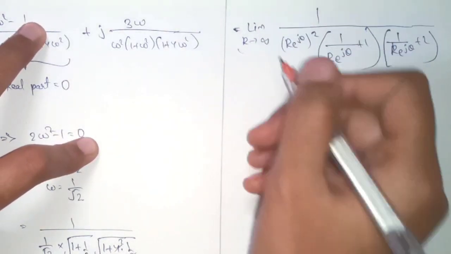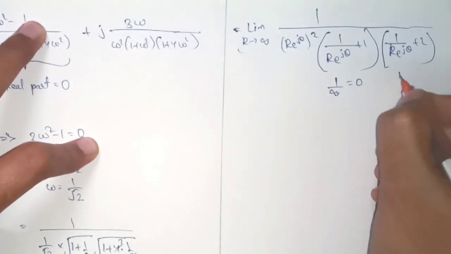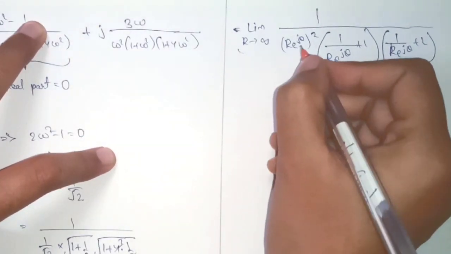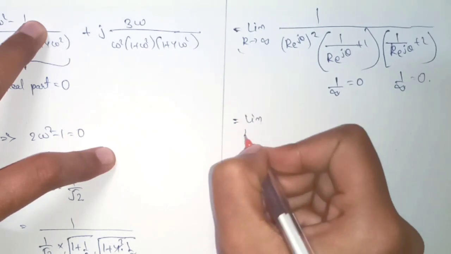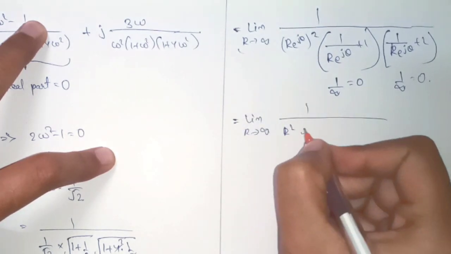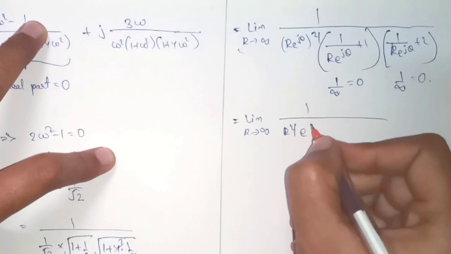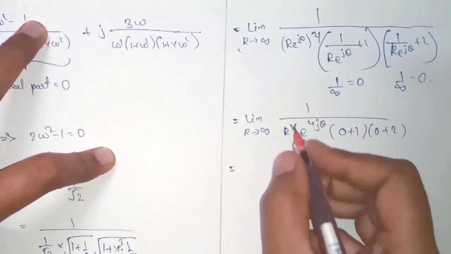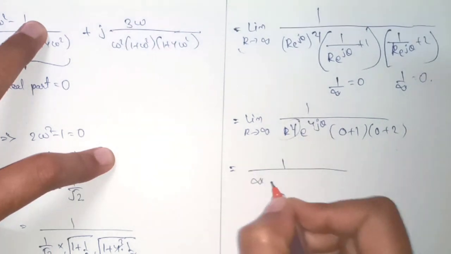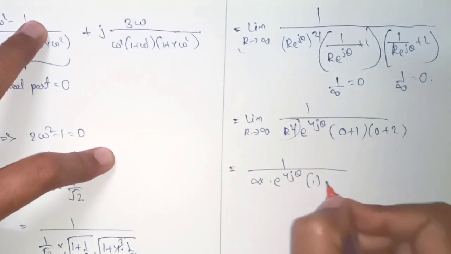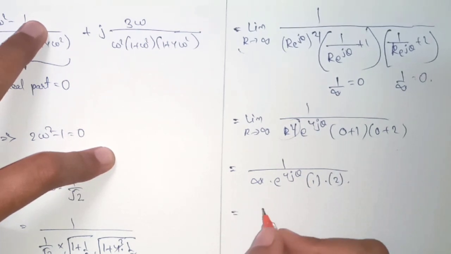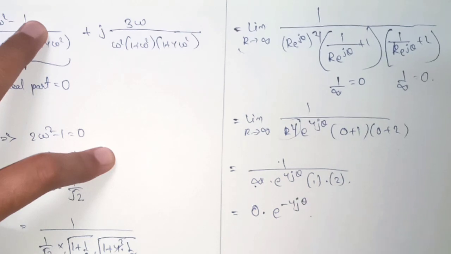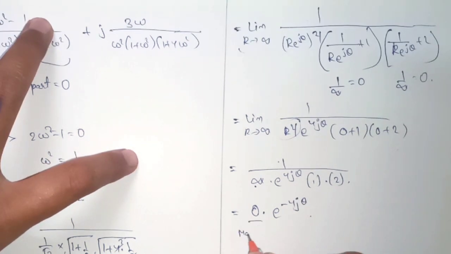So as we substitute R equal to infinity, this will become 1 by infinity, this will become 1 by infinity, and we will separate these terms. Then we will get 1 by R squared, R to the power 4, 4 J theta, and 0 plus 1, 0 plus 2. So now this will become again infinity, so we will get infinity into e to the power 4 J theta. Now this is 1 by infinity, so we'll get 0 e to the power of minus 4 J theta. So now this is the magnitude and this is the phase.